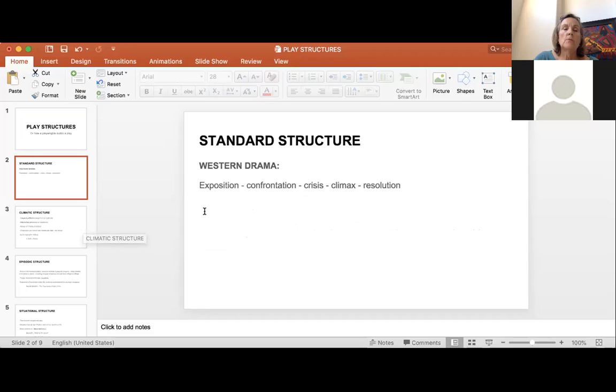Standard structure, with which we're most accustomed, is a Western dramatic structure: exposition, confrontation, crisis, climax, and resolution. Exposition is where people, usually in dialogue, tell you exactly what happens before the play begins. Confrontation, or the point of attack, happens very quickly after we hear the background. This is what's going to cause the conflict in the play. That elevates so that we get a crisis, which leads to a climax, and then very quickly we come to a resolution. So that would be a standard structure that we need to know about.